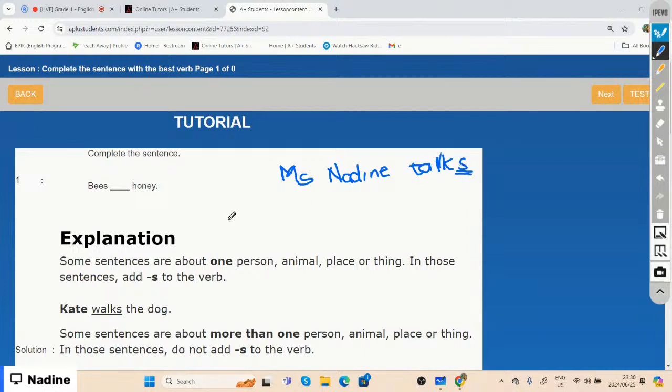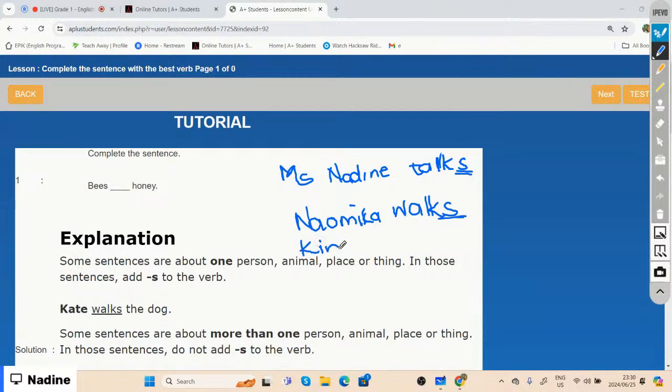And I add an S, right? We can say Naomika walks because it's one person doing something. So we add the S at the end of that verb, right?